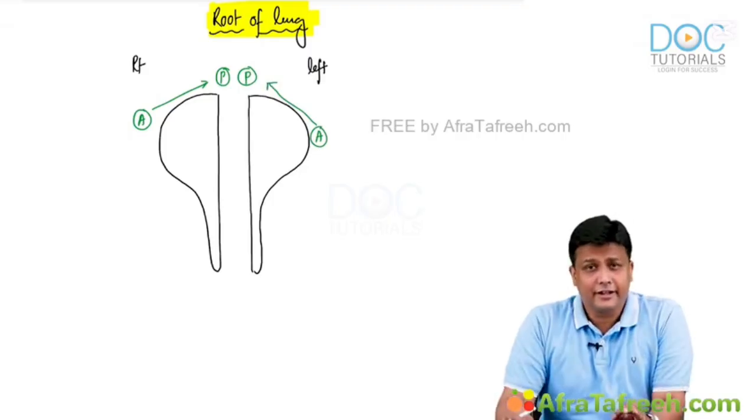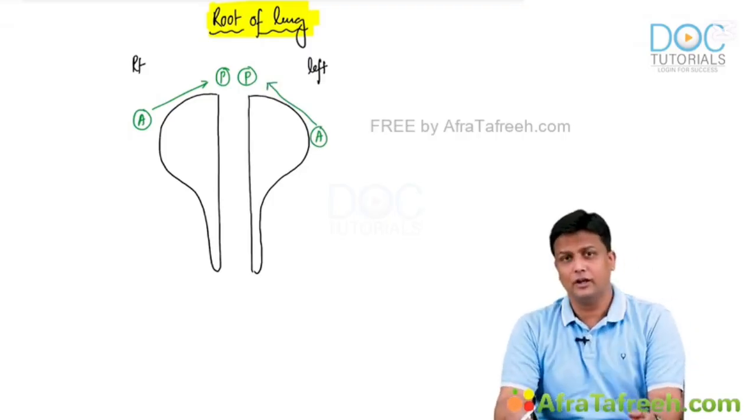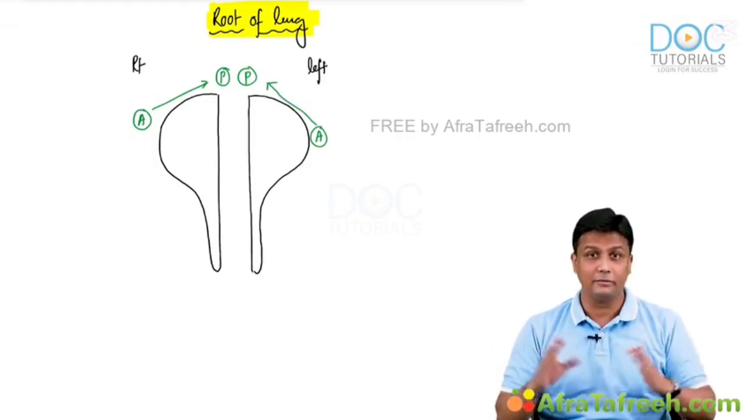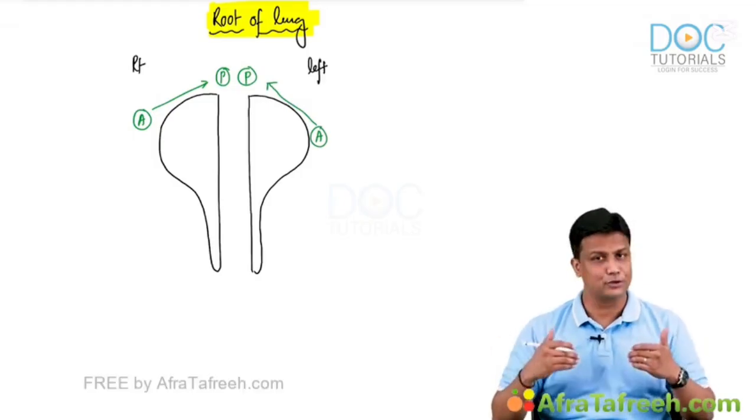Perfect. Now this is the diagram present in your anatomy textbooks, and that's the reason why most of the students are getting confused. They are thinking it is lateral and medial. It's not lateral and medial, it's anterior posterior.